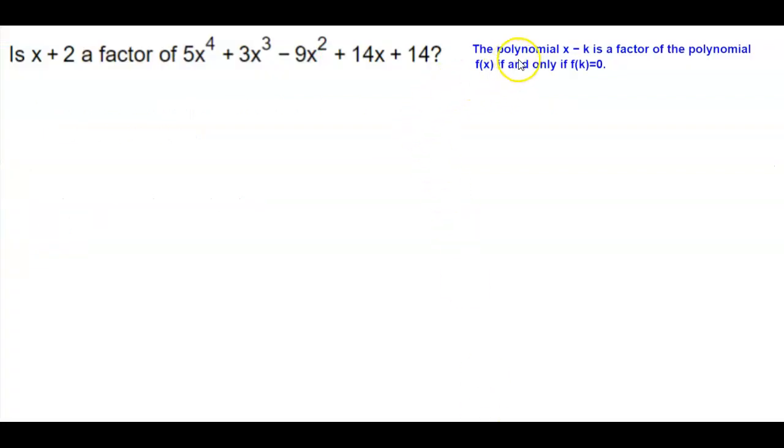So is that? Well, the polynomial x minus k is a factor of the polynomial f of x if and only if f of k is equal to 0. So the first thing we need to do is figure out what k is.